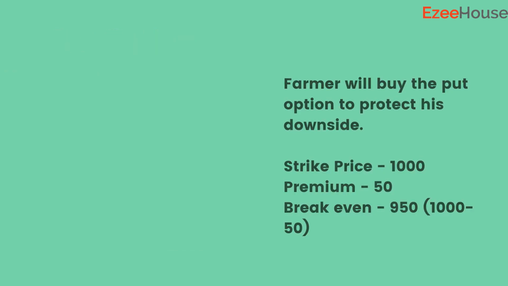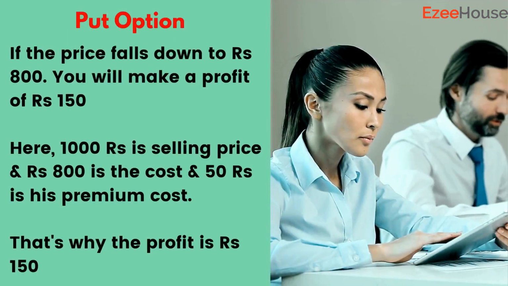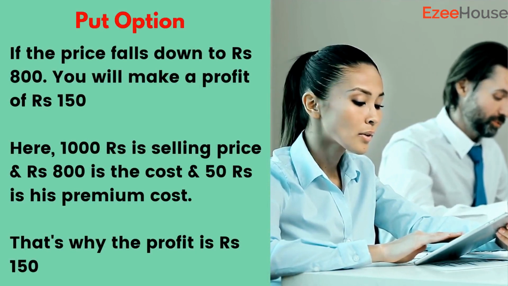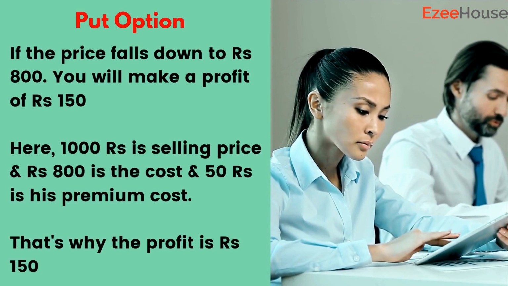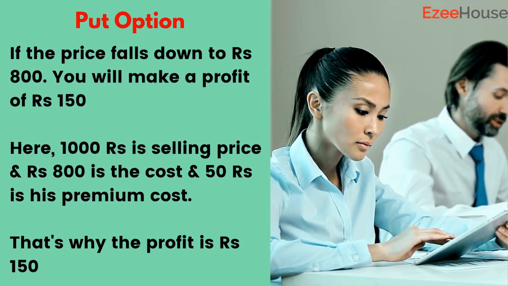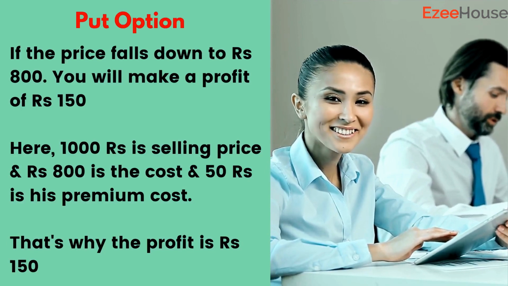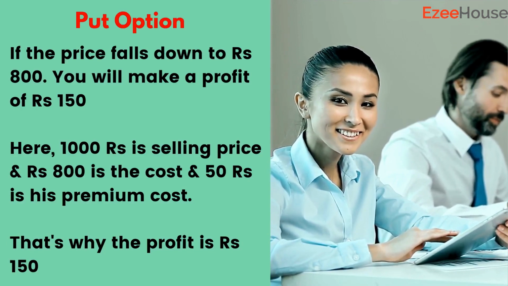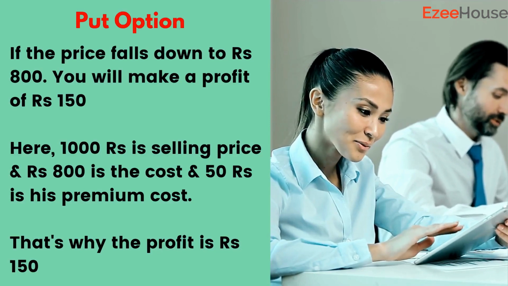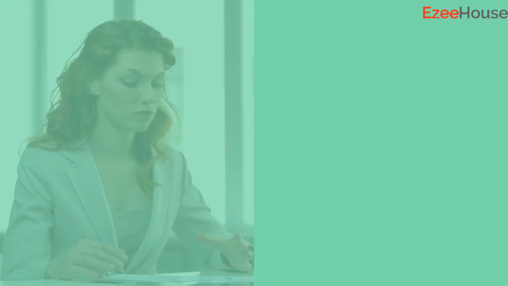Now in this scenario, if the price falls down to 800, you will end up making a profit of 150 rupees, which is 950 minus 800. Here 1000 rupees is his selling price, 800 rupees is his cost, and 50 rupees is the cost coming from the premium section. So that's why the profit ends up at 150.